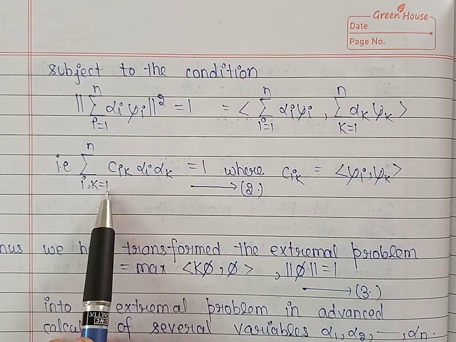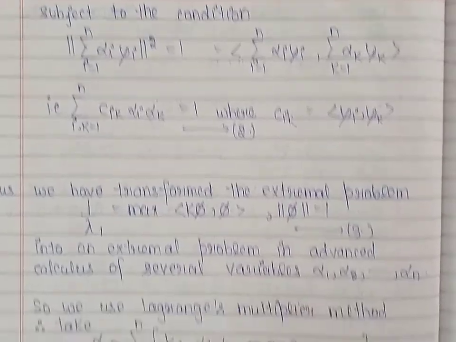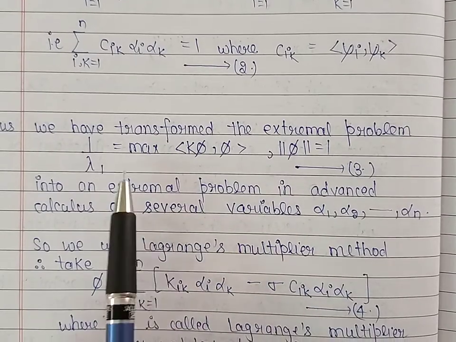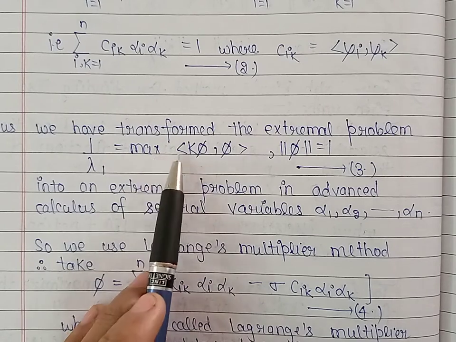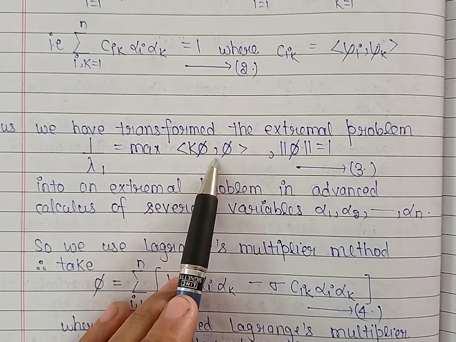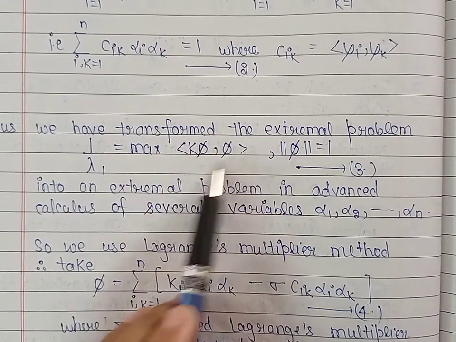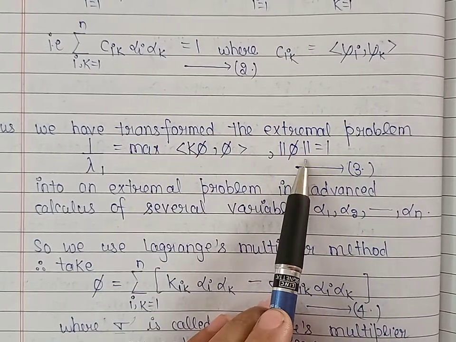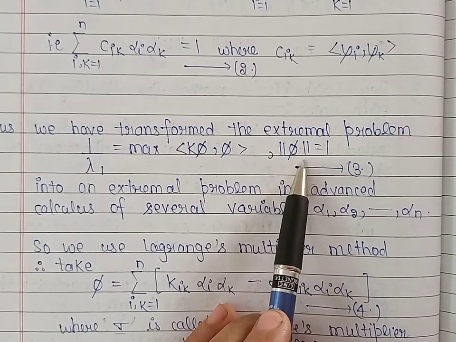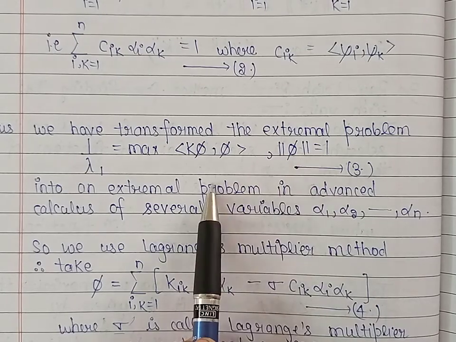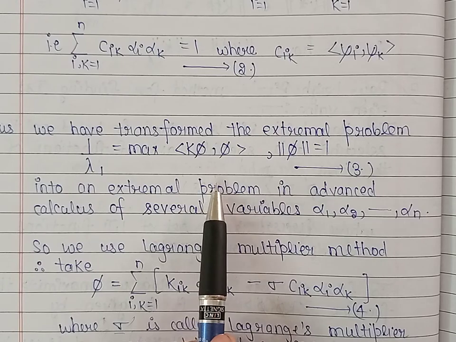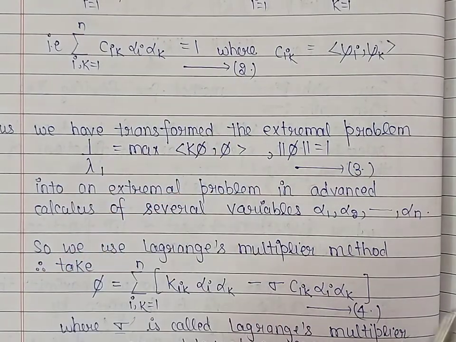Thus we have to maximize the inner product of k phi with phi subject to this condition. So we can see that we are given the extremal problem: 1 by lambda 1 is equal to the maximum of inner product of k phi with phi, subject to the condition that norm of phi is 1. This is a variational problem, and we have changed it into a problem of advanced calculus. Here we have several variables alpha 1, alpha 2, alpha 3 up to alpha n.